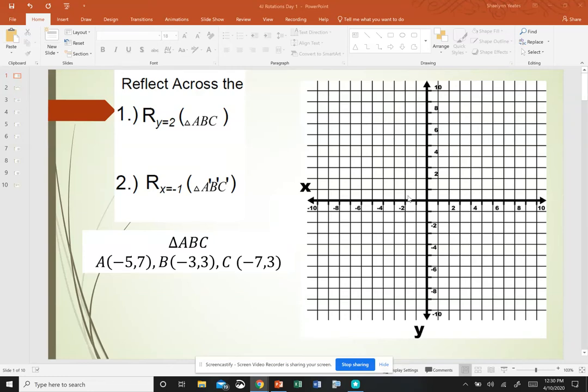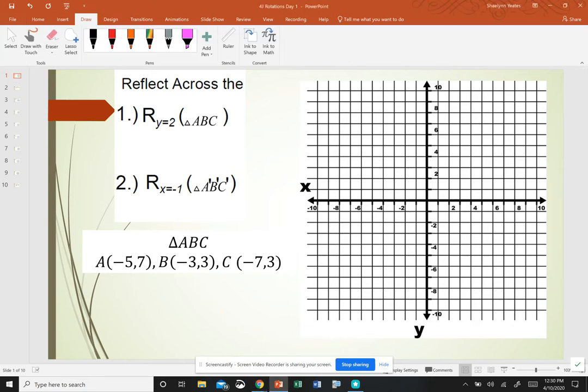Hey guys, so today we are starting with rotations, but we're going to do a quick review of reflections. You've got this. All right, the first thing we're going to do is graph the original triangle ABC. A was originally at (-5, 7), B was originally at (-3, 3), and C is originally at (-7, 3). So here's A, B, C.